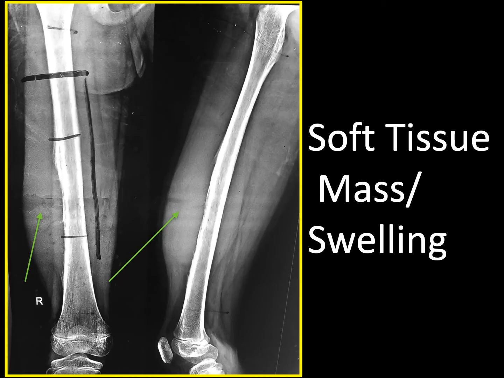Next is periosteal reaction followed by soft tissue swelling exterior to the bone. Here we can appreciate soft tissue swelling anteriorly and posteriorly, and this was a case of osteosarcoma of the femur.